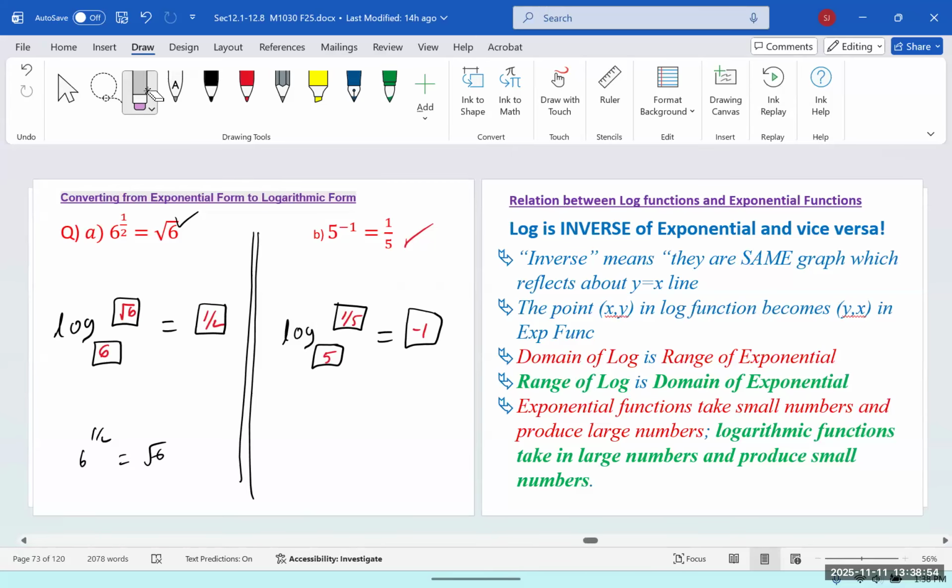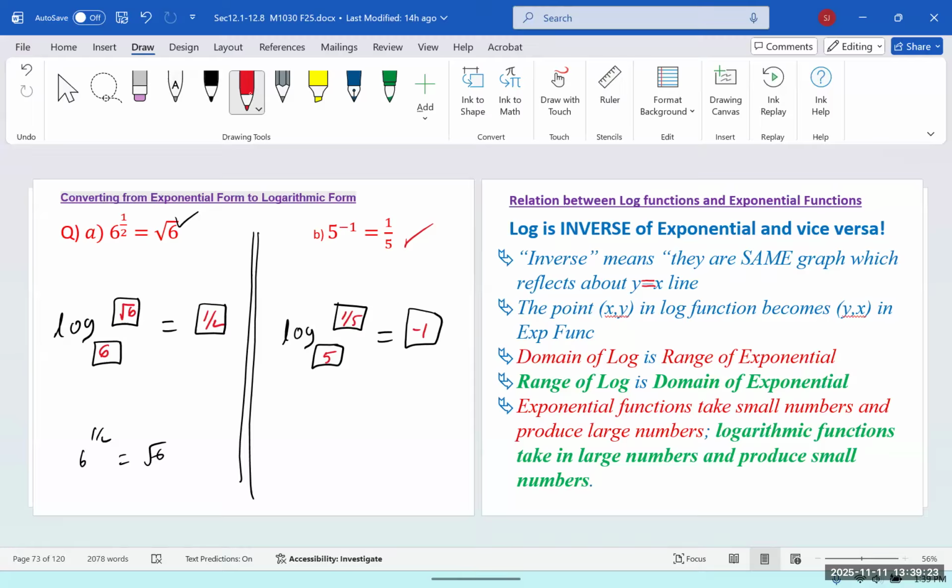Little bit of information about the log and exponential. Log and exponential are the inverse of one another. That means the x value for the exponential is the y value for the log, and the y value for the exponential is the x value of the log. And the domain of the exponential is the range for log, and the range for the exponential is the domain of the log.